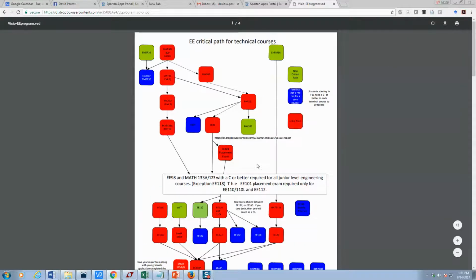Because sometimes what happens is, for instance, you haven't had Physics 51, but you've had all your math, all of this, all your chem, and you can't take anything without Physics 51. All right, we try to prevent that.